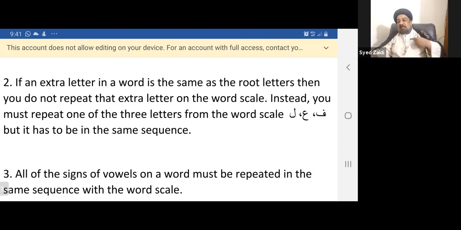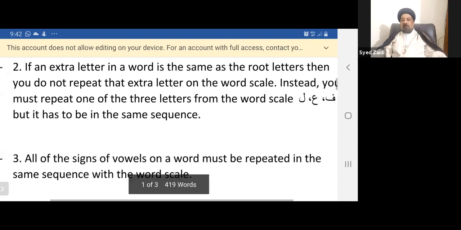In the first instance, you had repeated the alif. Why? Because that alif was not the same as the root letters. In this instance, you find that the harf zaid is the same as the root letters. So if it is the same, you do not repeat that letter like you did before, like in alim. But here in jalbaba, what do you do? You repeat the lam because it is from the root letters, right? I hope I've made myself clear.